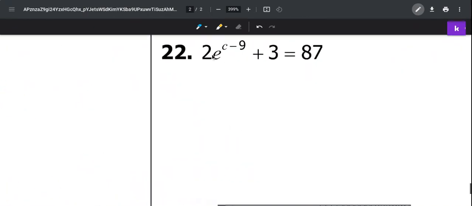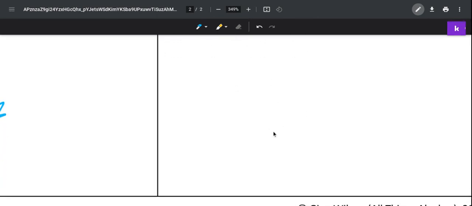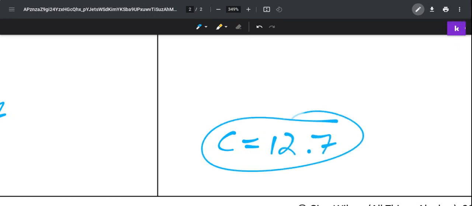All right, now 22, the only difference is now there's two things to get rid of to isolate this e to the c minus 9. We have to subtract 3, then divide by 2. All right, now try this one on your own. We're just rewriting this in logarithmic form. We should get c equals, let me double check to be sure. Let's see, we do this. 3.7 plus 9, 12.7. All right, should get about 12.7 if we round.